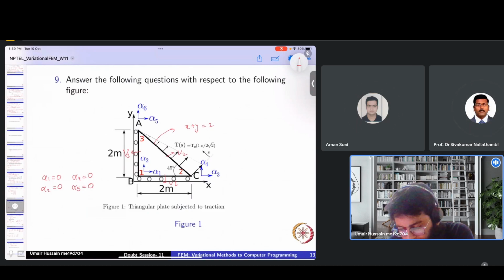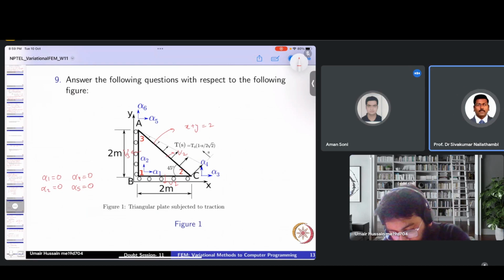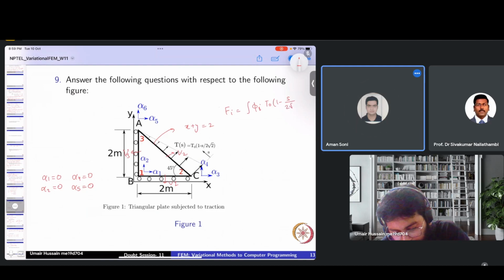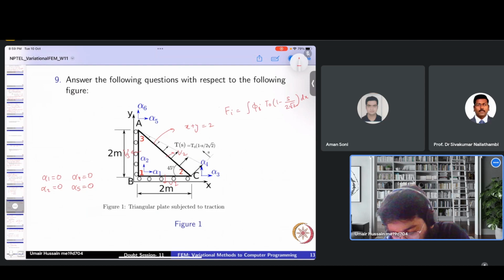So the force matrix. Here it's a distributed load, the traction force. What did we have there? We had our force term as the integral of phi times t naught (1 minus s) by 2 root 2. This is given along this direction, so it's better to break it into x and y components. That is why we have been given an angle.